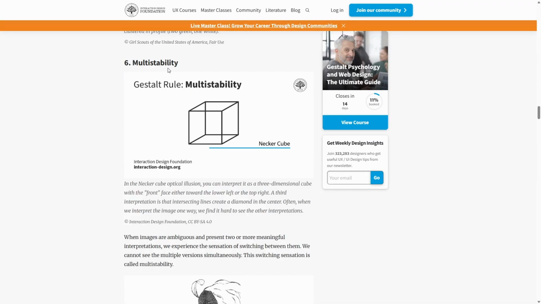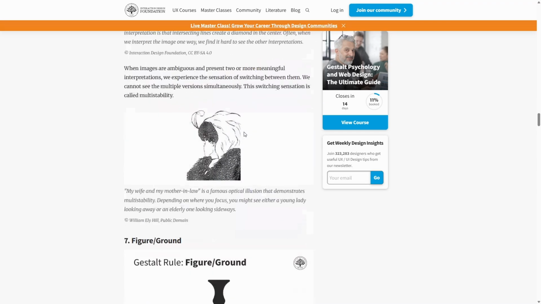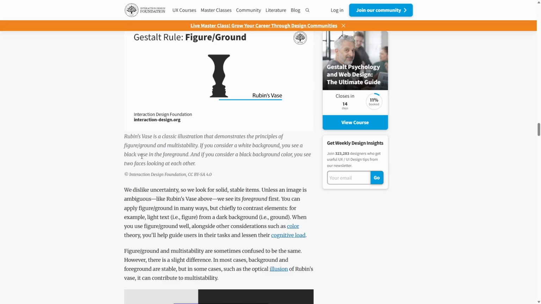We have this smooth stability. That is, we are going to try to read images in a 3D form. So even if it just hints there is something behind something, we will read this as a 3-dimensional object. We have this figure on the ground principle.